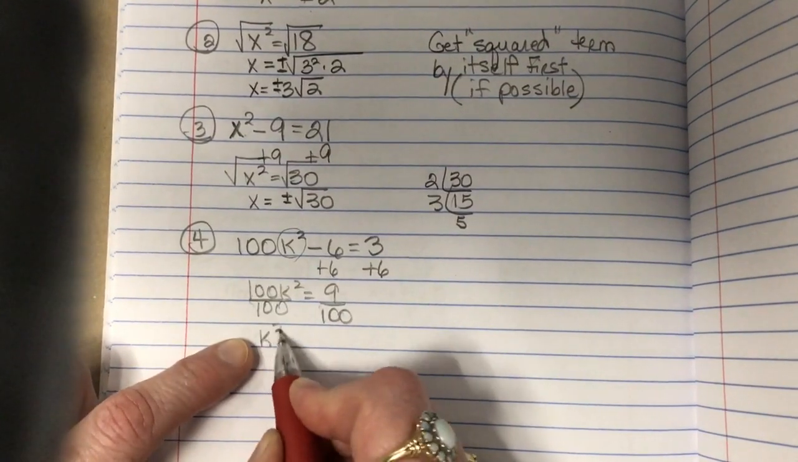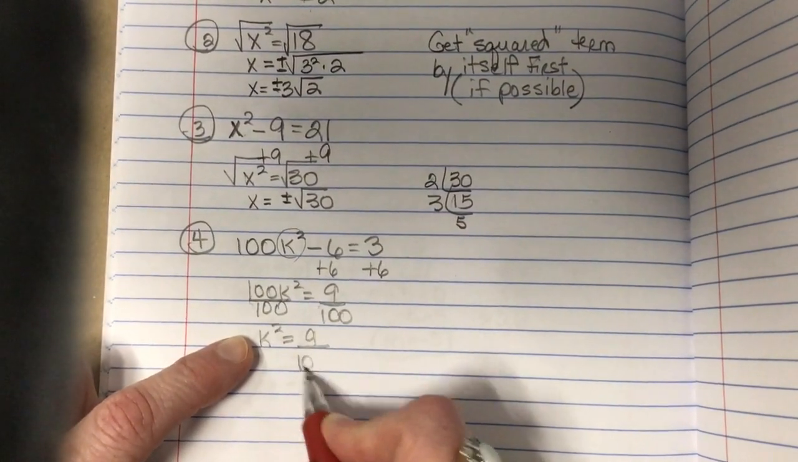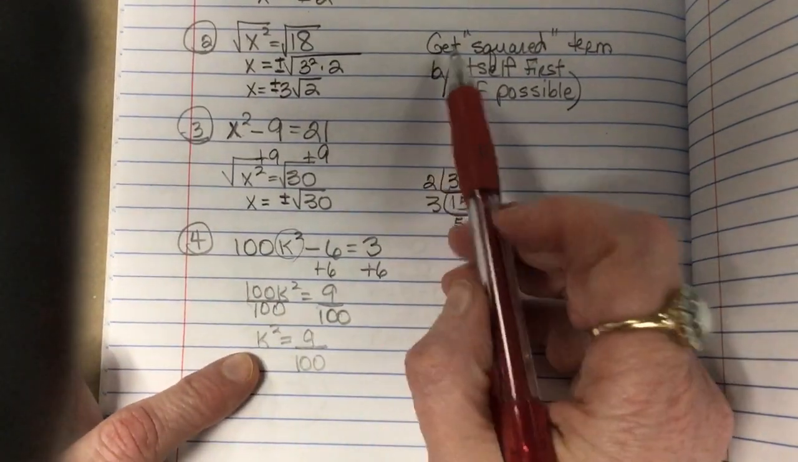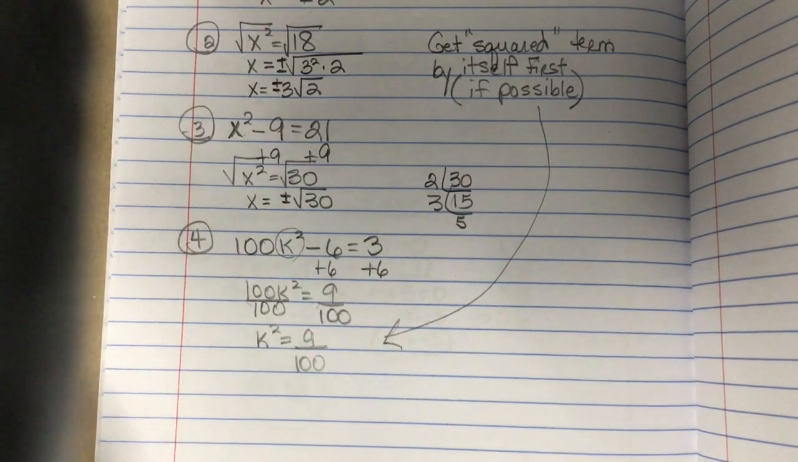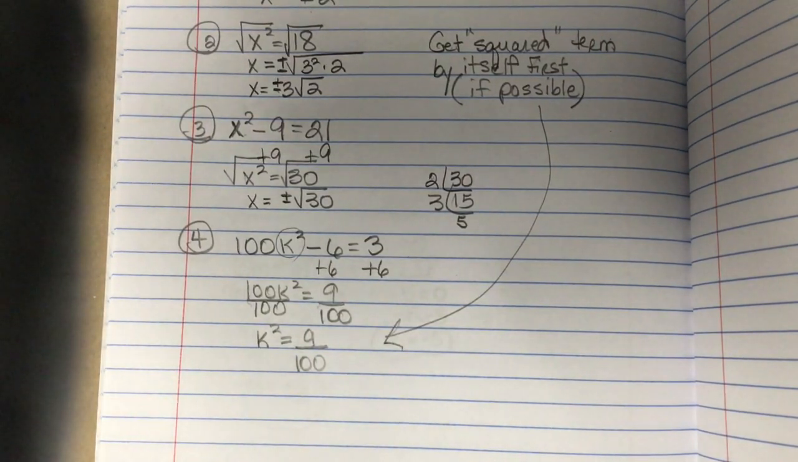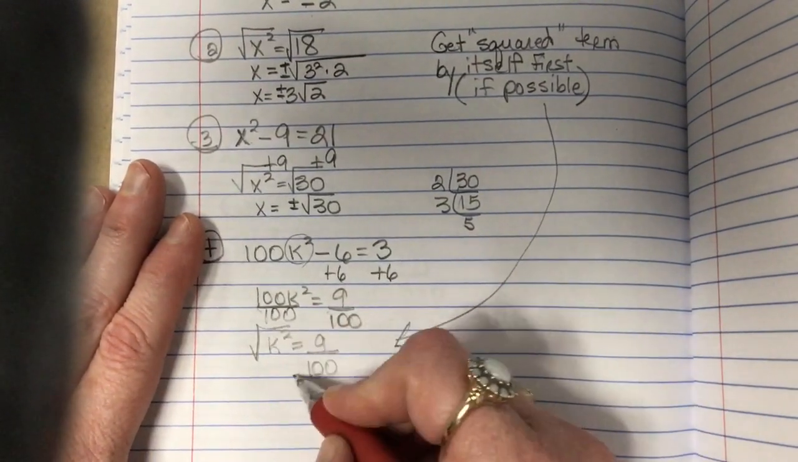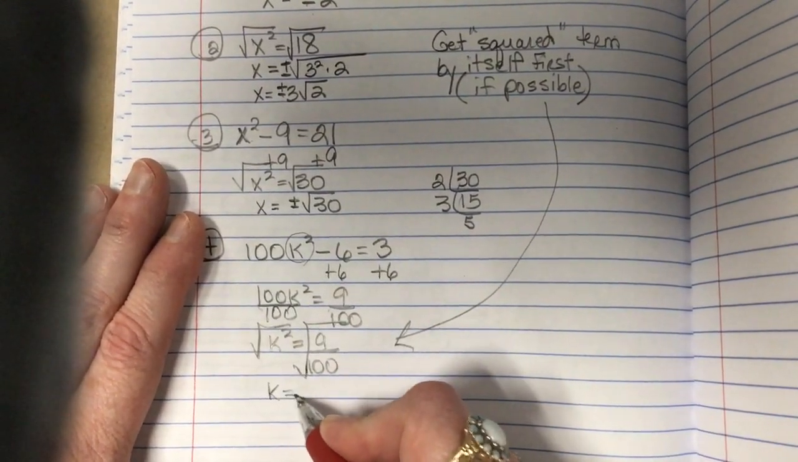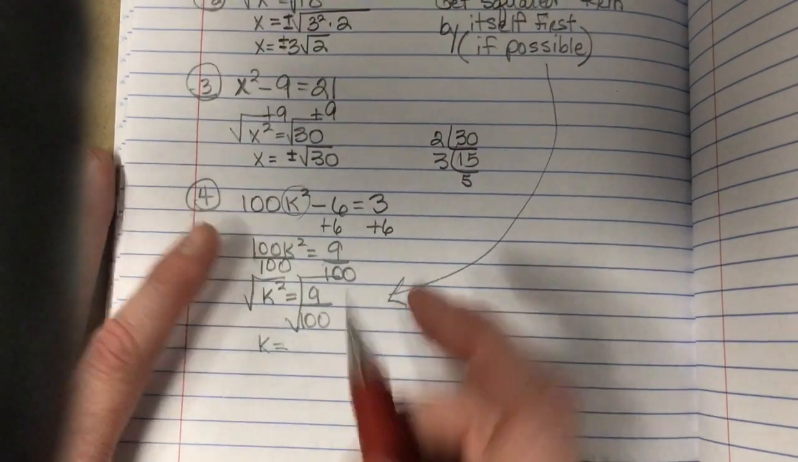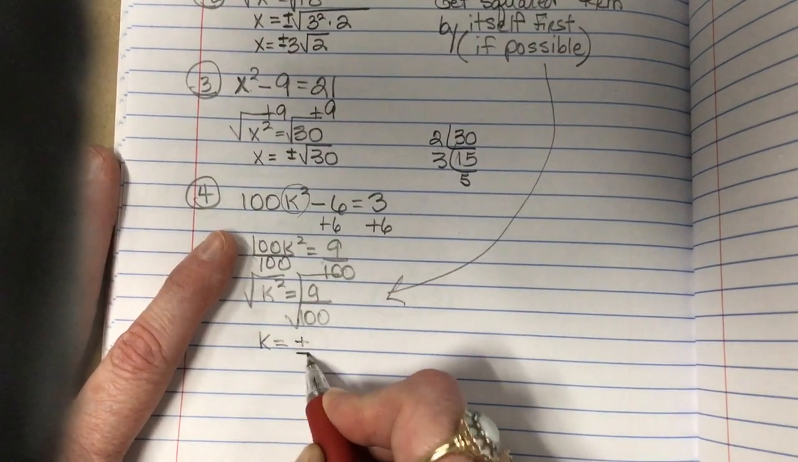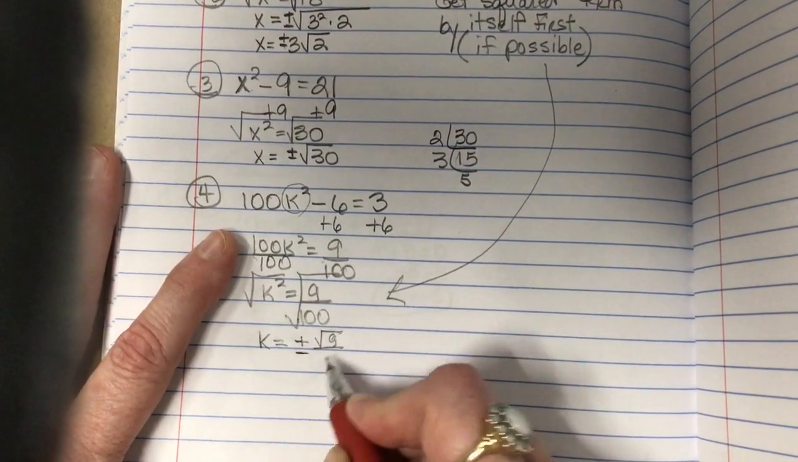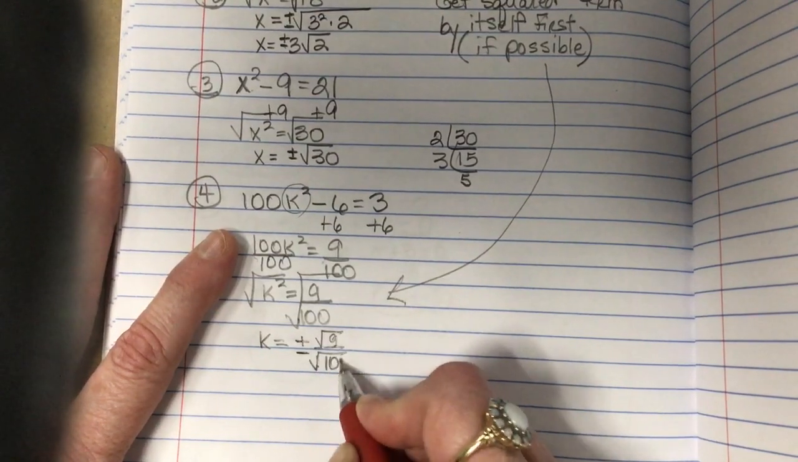I want k squared equals 9 over 100. I want it all the way down. Get your square term by itself, if possible, on this page, and you'll see when you can't get it by itself on page 67. Now, once your squared is by itself, do square root, and we got k equals. Now, it's a 9 over 100 under the square root, but you can actually put plus or minus, and I'm going to put square root of 9 over square root of 100. You can actually separate that.